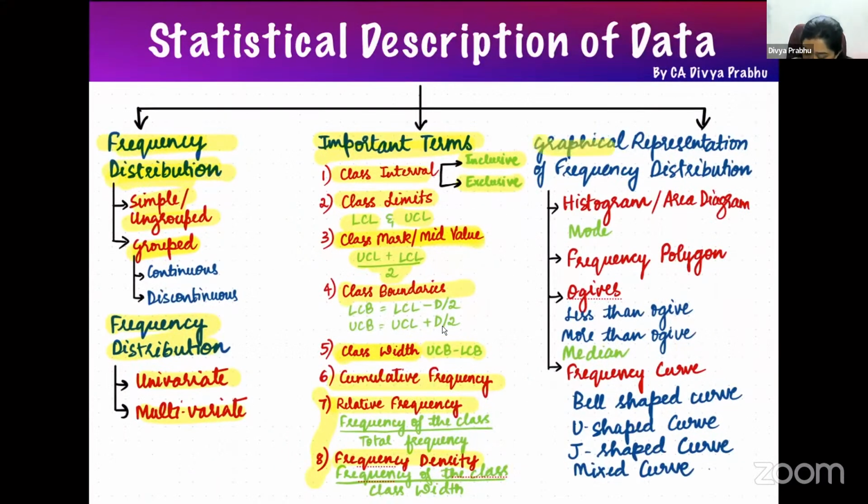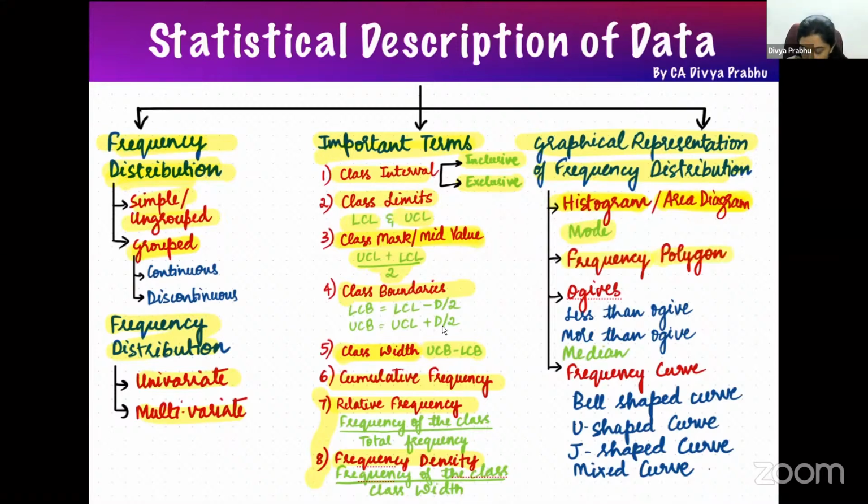Next, last topic we have is graphical representation of frequency distribution. In this we have histogram or area diagram. What is important to understand is which diagram can be used to find what. Now, for example, histogram or area diagram can be used to find mode. They will ask you a question: which diagram is used to find mode? Mode can be calculated using dash diagram. That is histogram or area diagram.